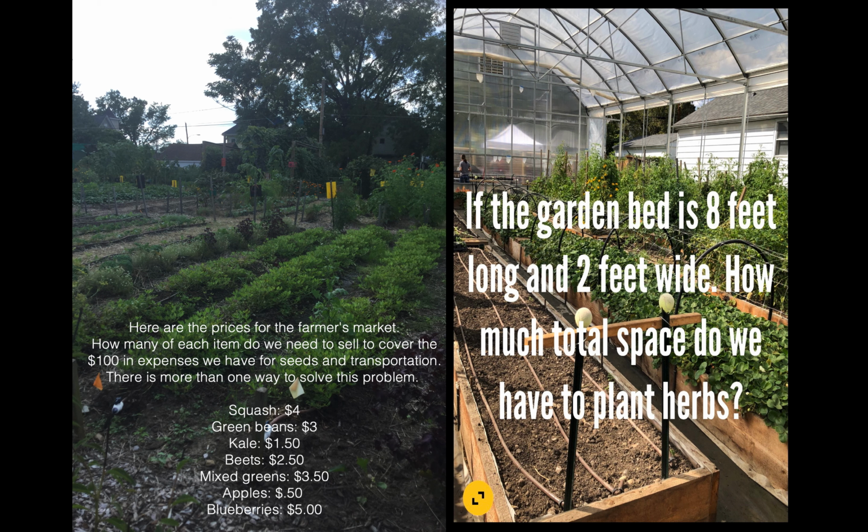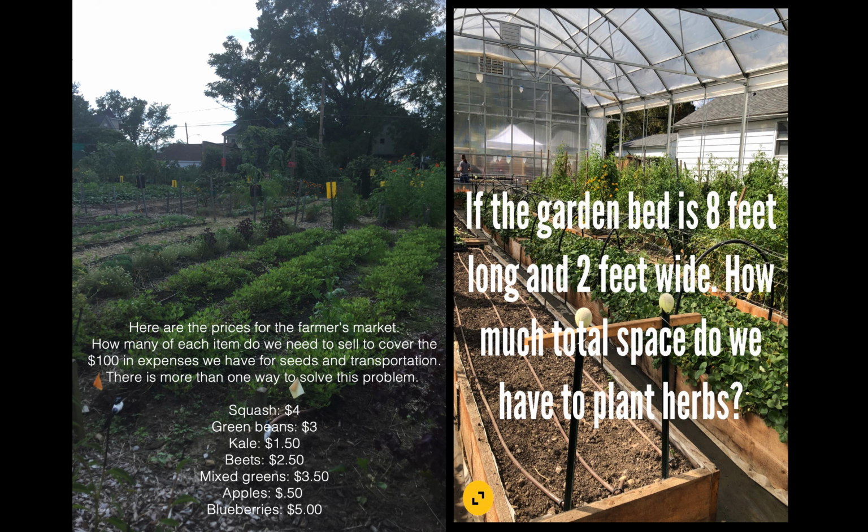So this could be things like looking at the price of food for farmers market. Given that prices for each item produced are different dollar amounts, you can ask students if they have $100 in expenses for seeds, what are different ways to go about spending that $100? And you would notice that there's a bunch of different ways to solve this problem, so there's a lot of different ways to access.